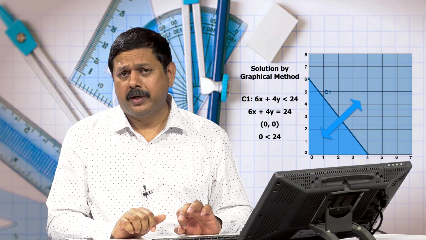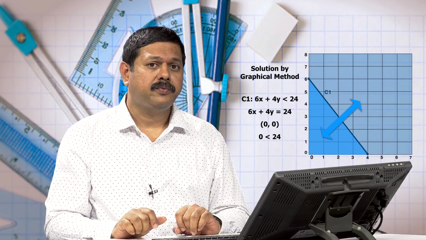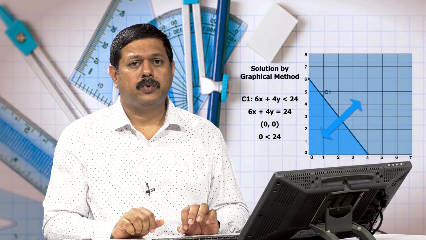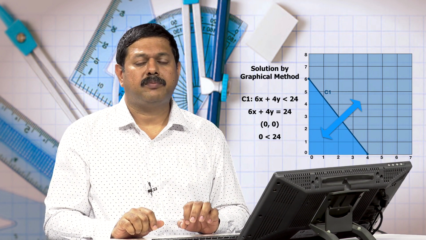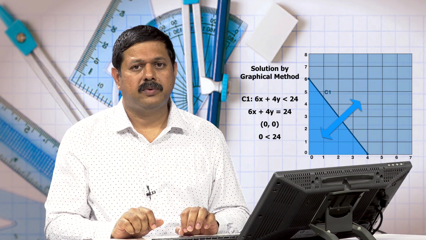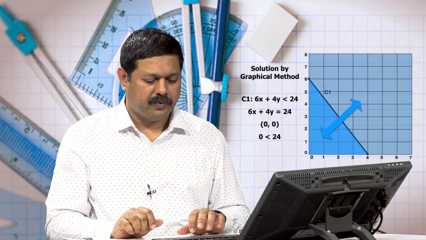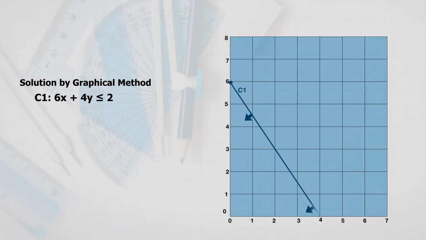In case this point does not satisfy 6x plus 4y less than 24, then we have to choose the other region. So, the region of 6x plus 4y less than 24 along with the graphical representation of 6x plus 4y equal to 24 gives the graphical representation of 6x plus 4y less than or equal to 24. In this graphical representation, the blue lines represent 6x plus 4y equal to 24 and the arrows that point towards the origin represent the region for 6x plus 4y less than 24. Let us hereafter represent the constraints like this.